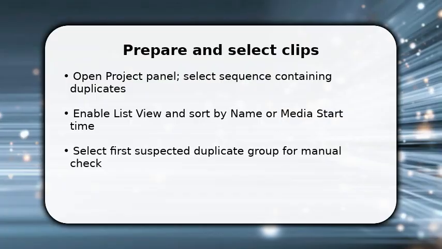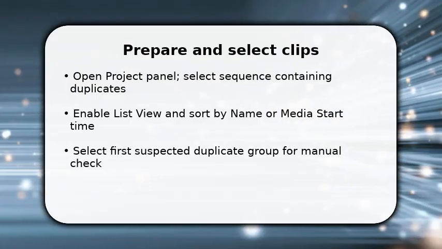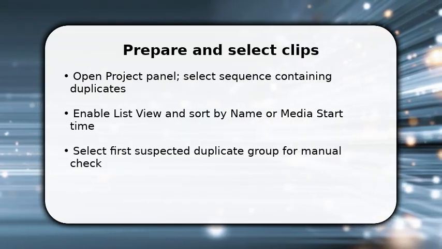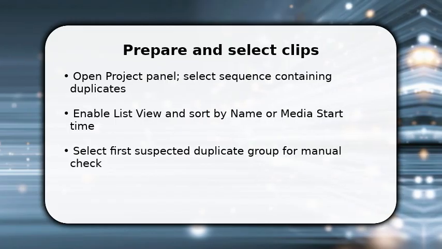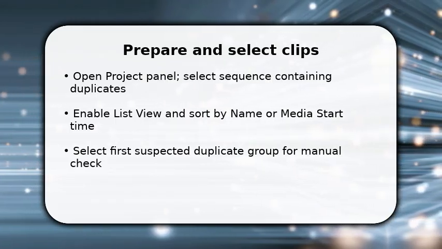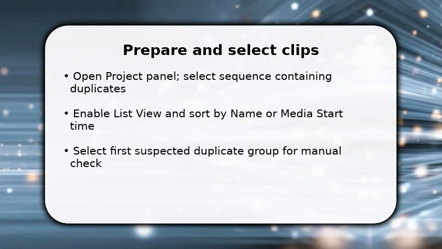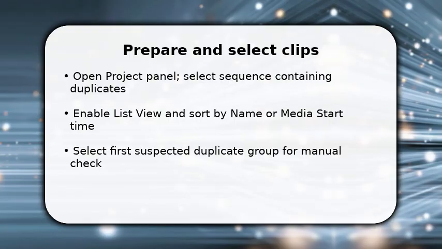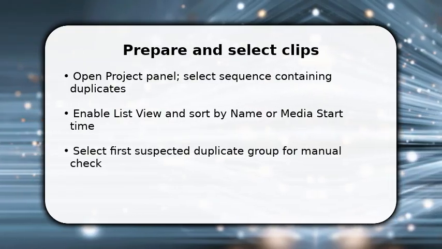Enjoy the video. You begin by focusing on the sequence with duplicates so you don't waste time. Open the project panel and switch to list view, then sort by name or media, to start to cluster copies. Once done, click into the timeline and select the first group of suspected duplicates. Scrub to confirm content and in/out points match.